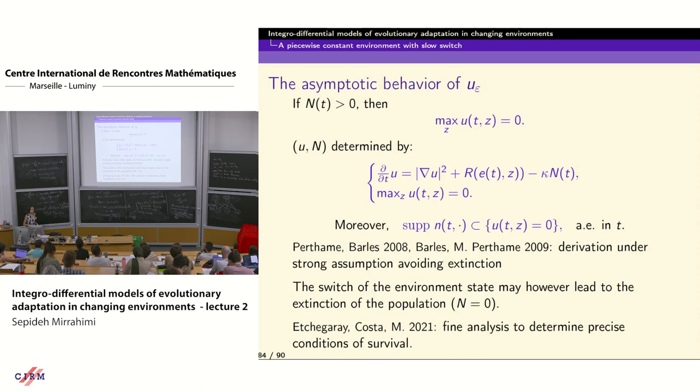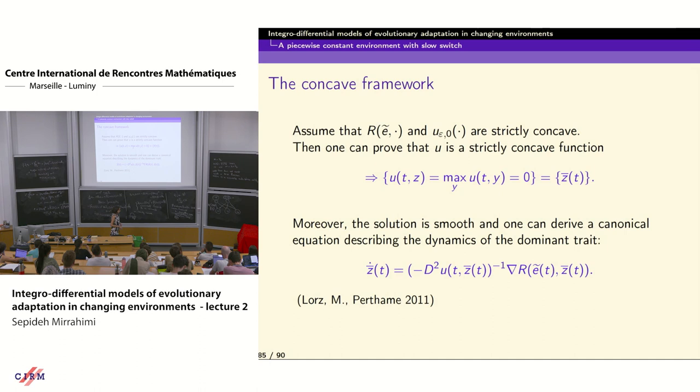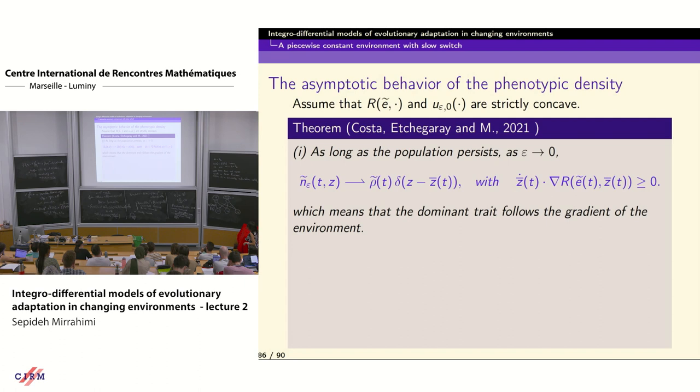So we know that in the case of a concave function, a concave framework, we can actually describe the dynamics of this dominant trait. So let's consider this particular case, where we can say many things, in the case of this piecewise constant environment. Okay, so what can we say in this situation?